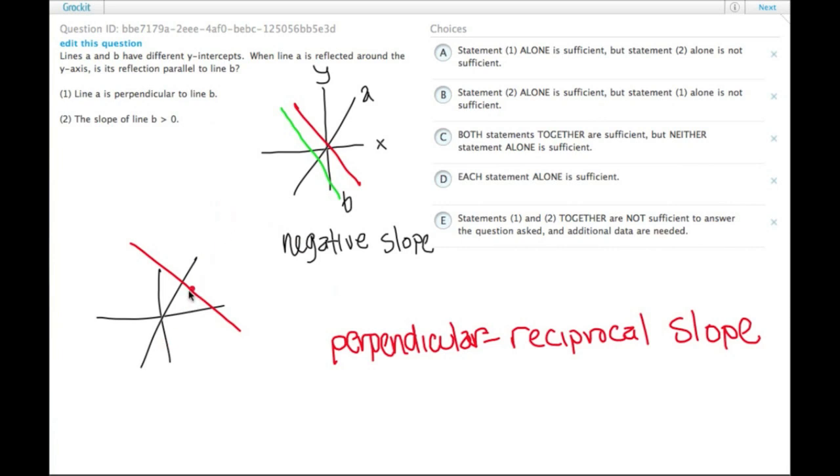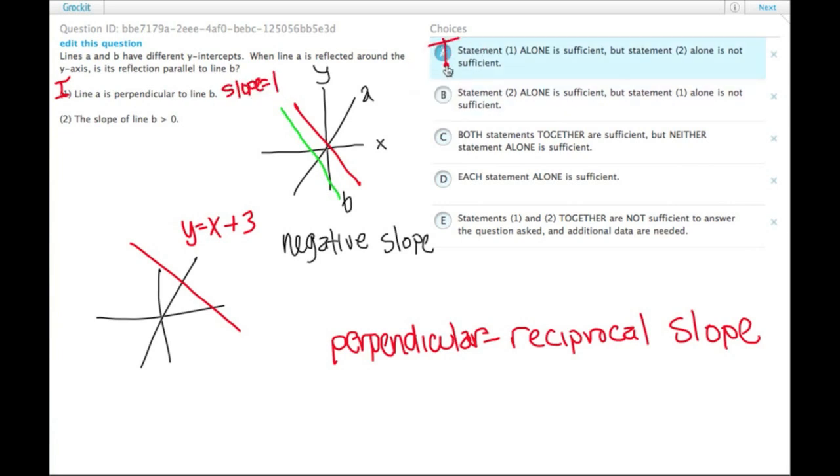So if they are exactly y equals x, a slope of 1, or y equals x plus 3, it doesn't matter what the y-intercept is. If they have a slope of 1, and you take a perpendicular line and reflect it over the y-axis, then the lines will be parallel. If they do not have a slope of 1, then they are not going to be parallel. So statement 1 is insufficient. It depends on whether the slope is 1. That's what our answer hinges on.